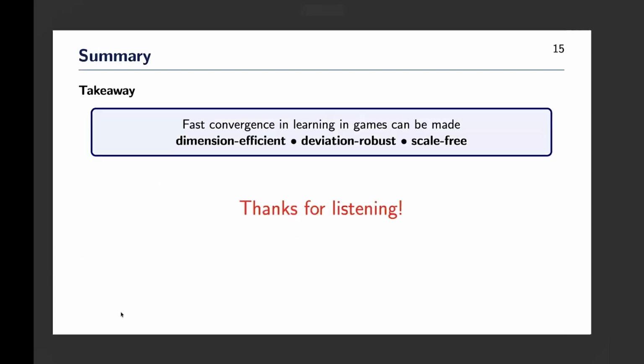So to summarize, the key takeaway is that fast convergence in learning in games is possible with dimension-efficient, deviation-robust, and scale-free regret upper bounds. So yes, thanks for listening.